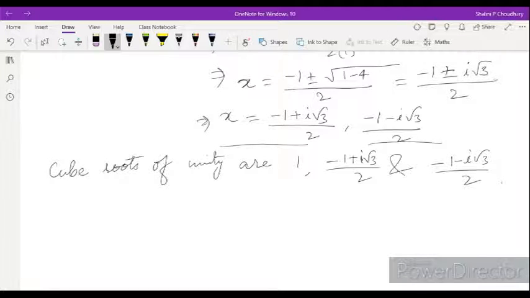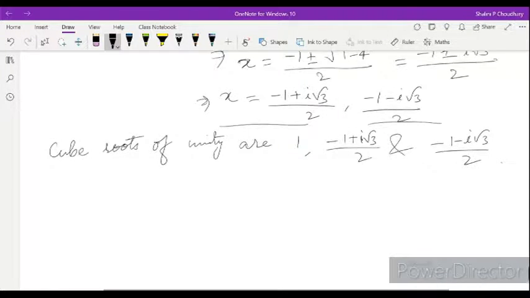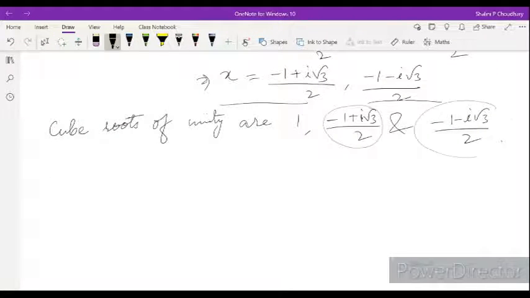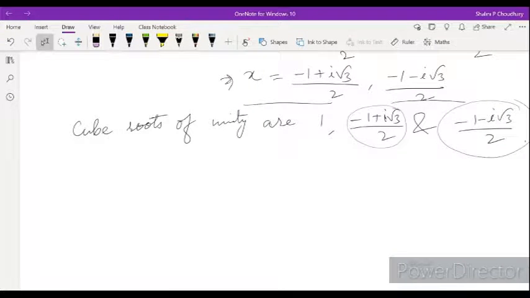Now we can see these 2 roots are conjugate of each other, because minus 1 is there, and only the number with i, the imaginary part, its sign changes. The sign of the imaginary part will change only. So you can see these 2 are conjugate of each other. One root is 1 and the other 2 roots are conjugate of each other. Now we'll take one root, minus 1 plus i root 3 upon 2.